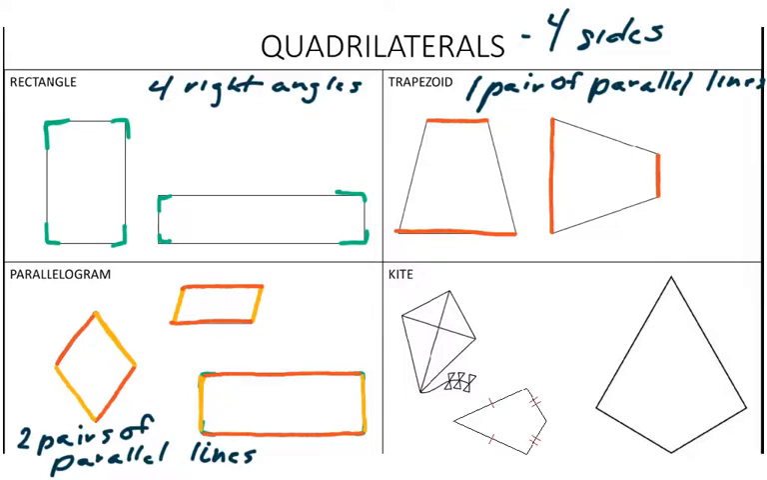Now, before we talk about kites, I want to talk about something else. Now, I need to show you this symbol. This symbol means that those two sides are congruent. That means they're the exact same length. Now, if I put 2, then that means those two opposite sides are congruent. Okay? So this symbol means those two sides are congruent, and these symbols mean those two sides are congruent.